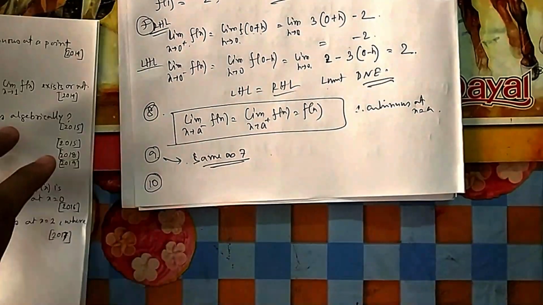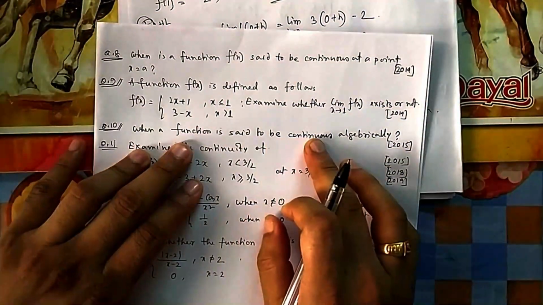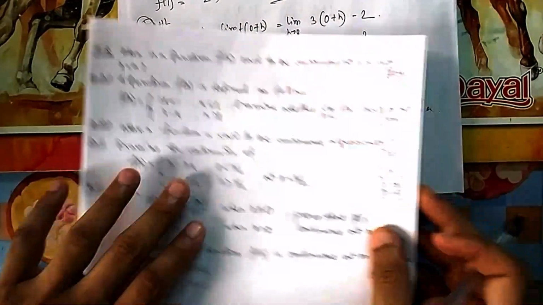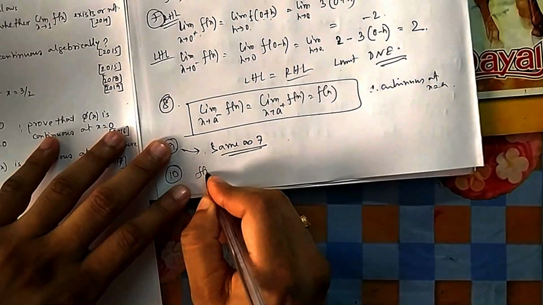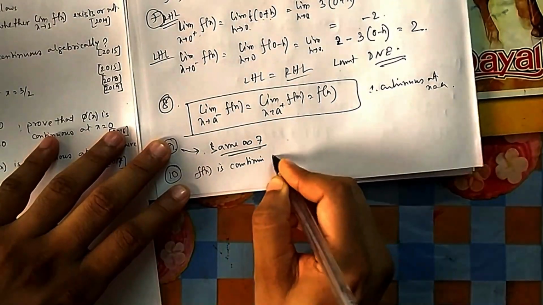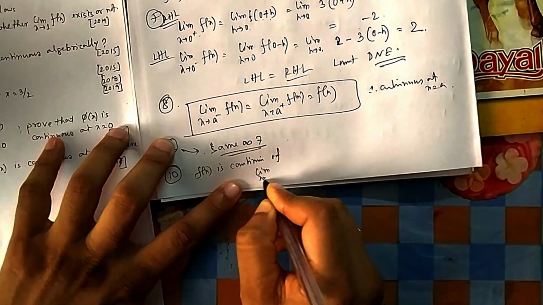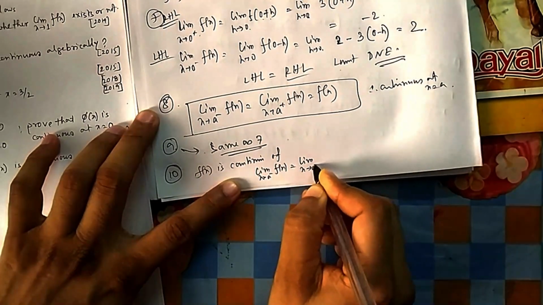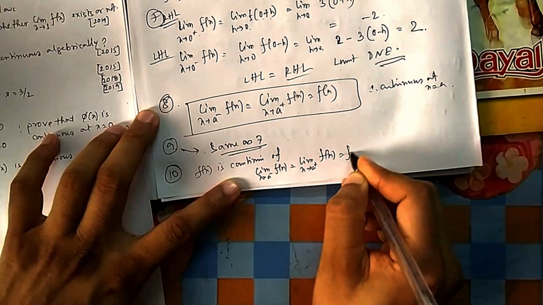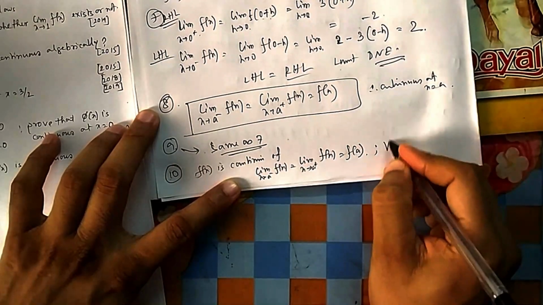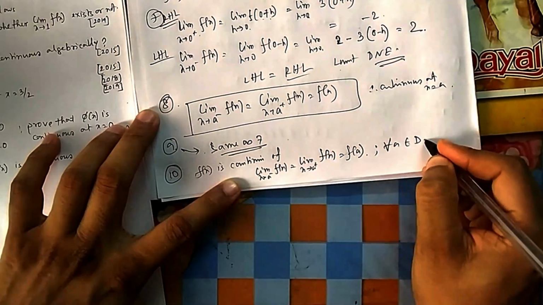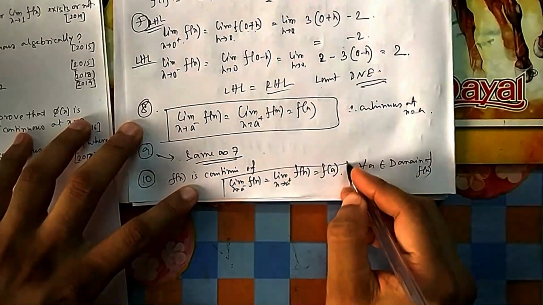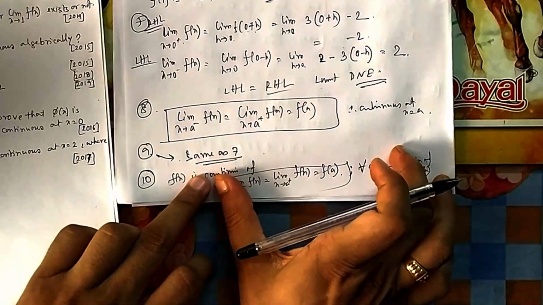When is a function said to be continuous algebraically? Now they are not asking about a particular point, that means they are asking about the entire domain. So you can say f(x) is continuous if limit x tends to a minus is equal to limit x tends to a plus f of x, which should be equal to f of a. But here you also write for all a belongs to the domain of the function. That means in the entire domain of f(x), at every point it is satisfying. At every point it is continuous, then it is continuous in the entire domain.